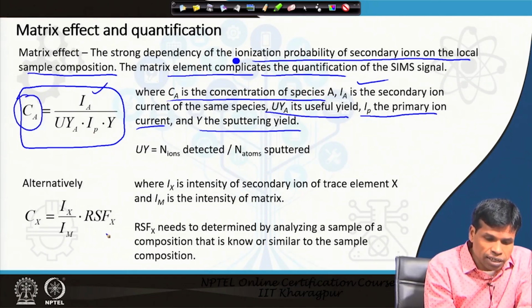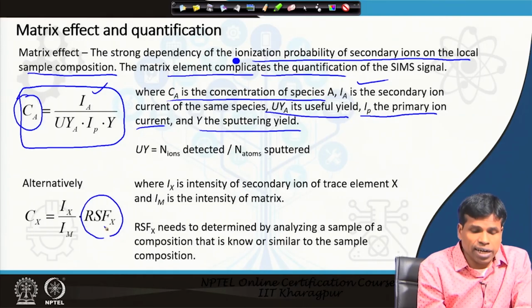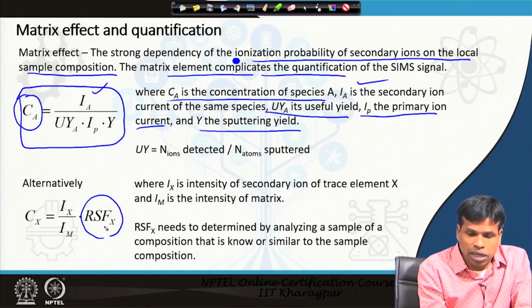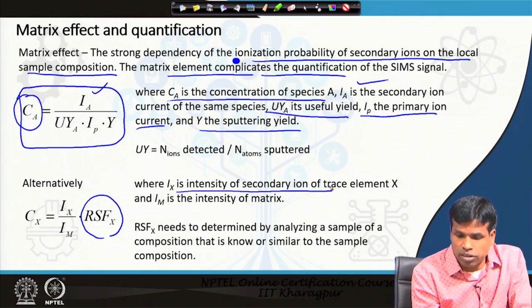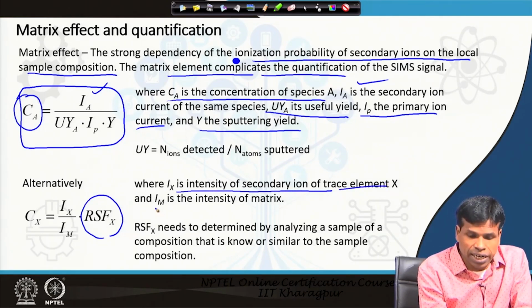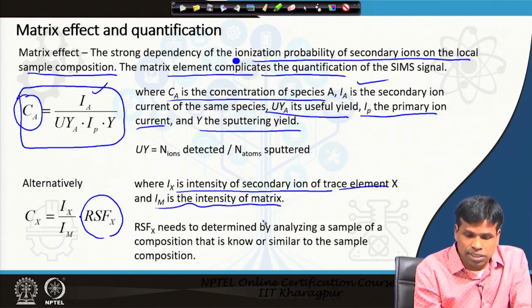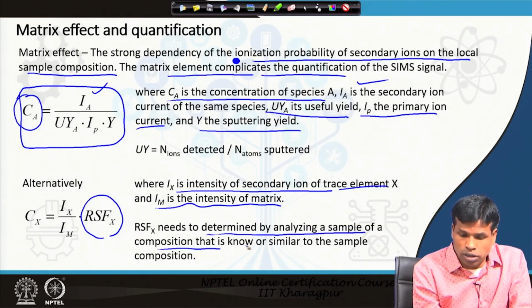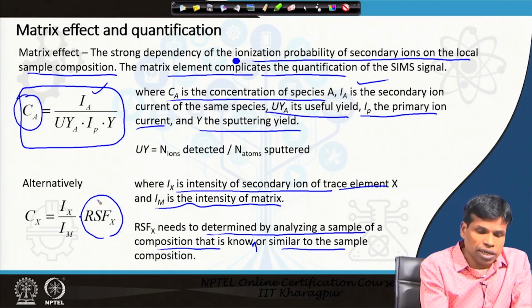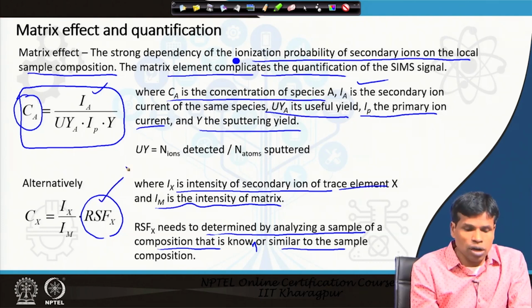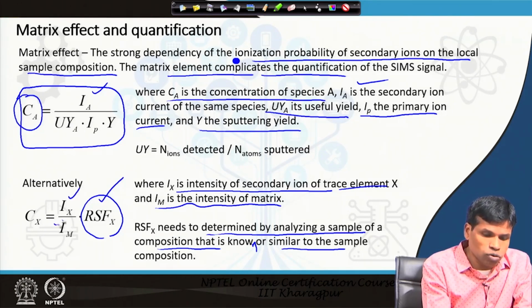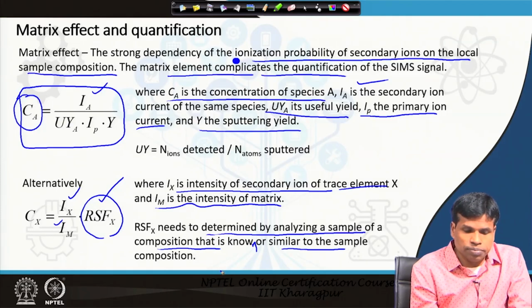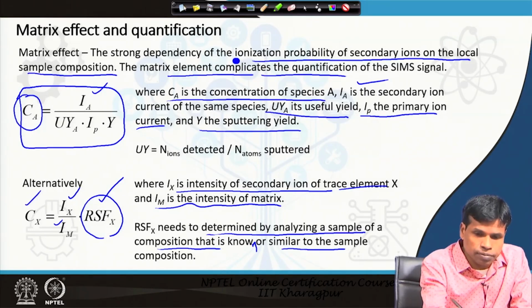Alternatively, one can get the relative sensitivity factor, RSF, where IEX is the intensity of the secondary ion of the trace element that we want to analyze, and IM is the intensity of the matrix. The relative sensitivity factor needs to be determined by analyzing a sample of a composition that is known or similar to the sample composition. So, by using a standard sample, from this intensity we can measure the composition of an unknown material in a SIMS.